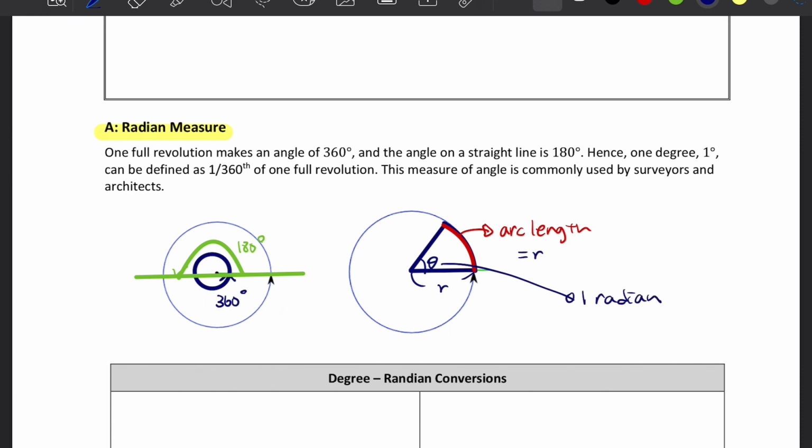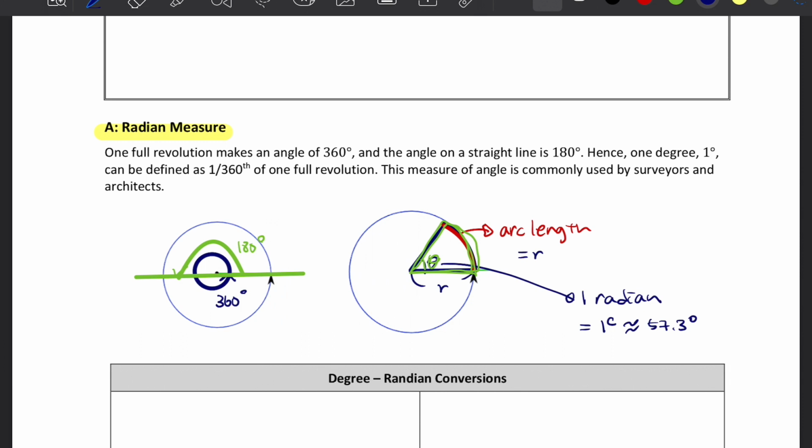The radian has the symbol c, so we can also write 1 radian as 1 small c. Once again, if we have a sector, the green part, the pizza slice, and the sector has an angle of theta, and its radius and arc length have the same length, then we can say that theta is 1 radian. And 1 radian is approximately equal to 57.3 degrees.